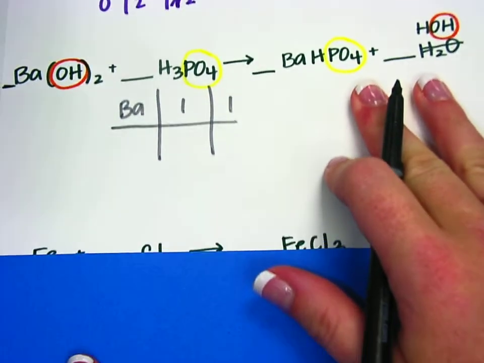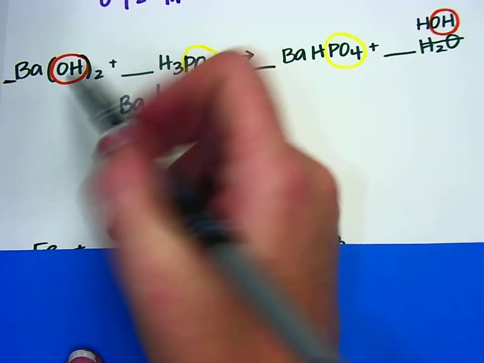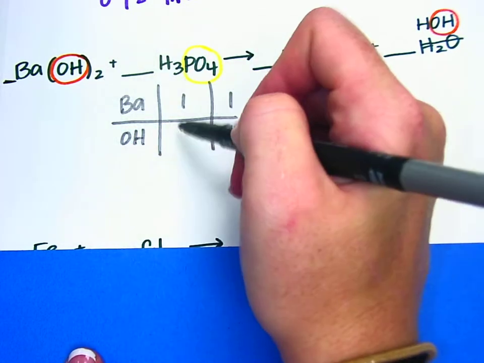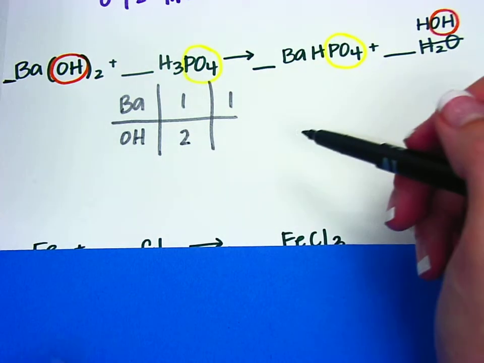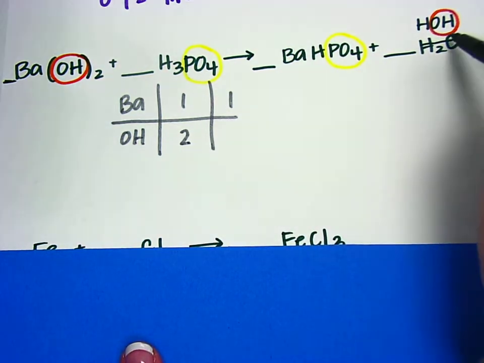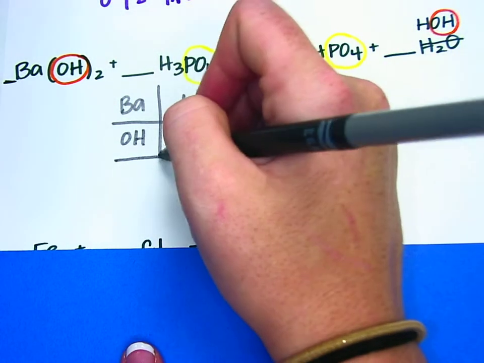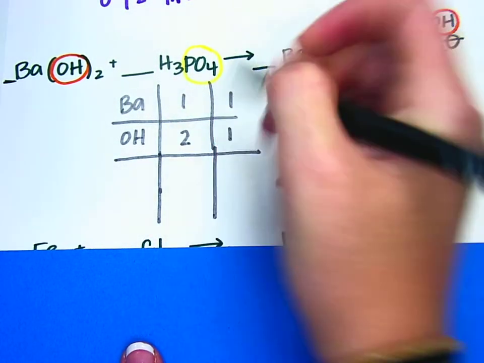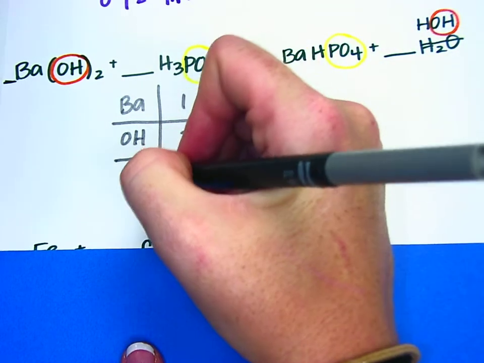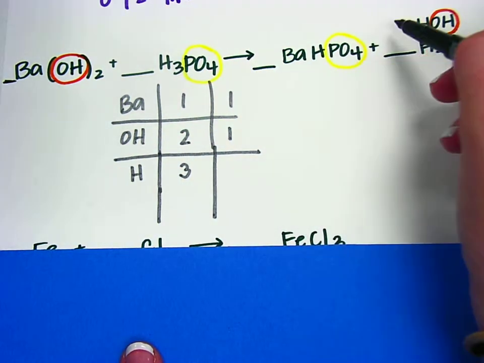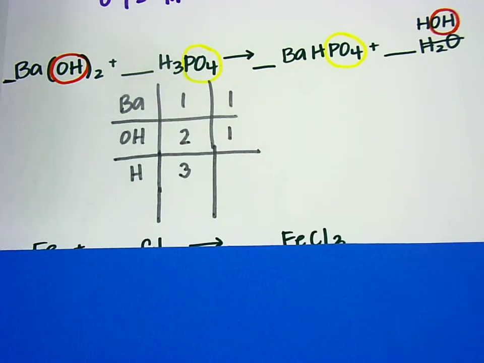Then the next thing I have is OH. So on the left-hand side, there are 2 of them. That's what that little 2 means outside the parentheses. And on the right-hand side, there's only 1. The next thing I have is hydrogen. So right here, there's 3 hydrogens on the left. And on the right, there's a hydrogen right here, and there's also a hydrogen right here.